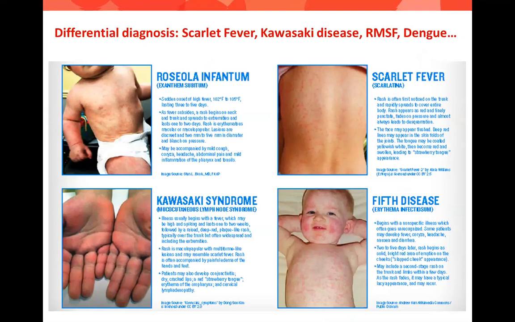And this is the second part of that one-sheet handout, showing other things as well that are in our differential for measles, including Kawasaki's and Fifth disease, as well as roseola.